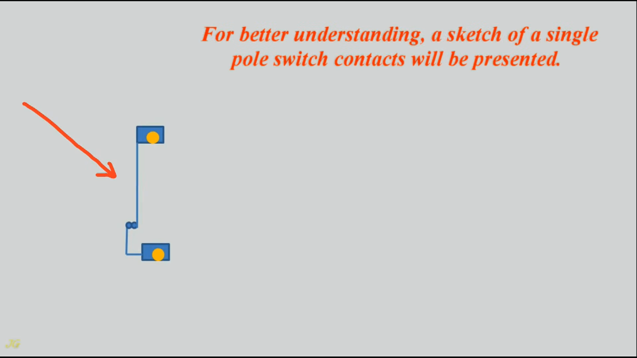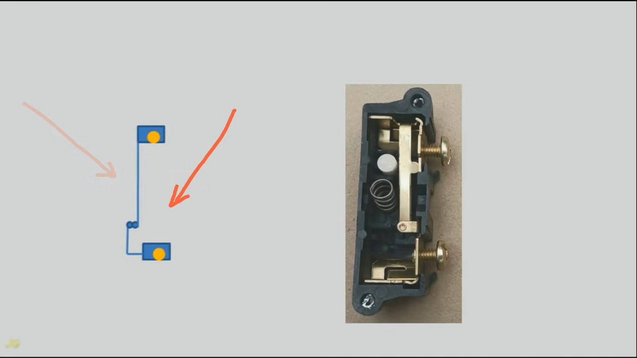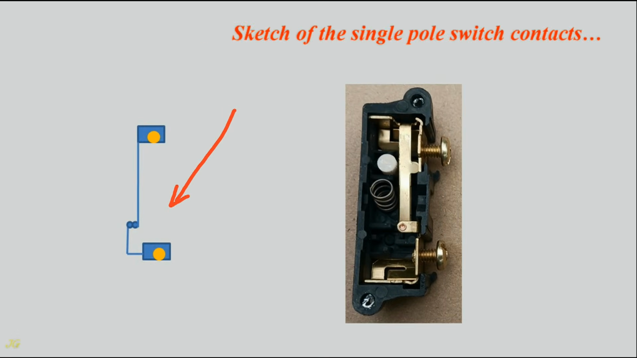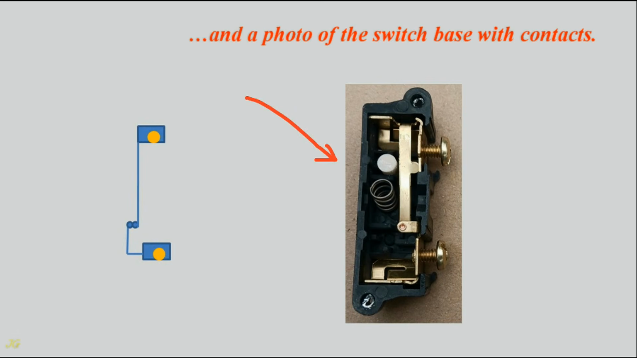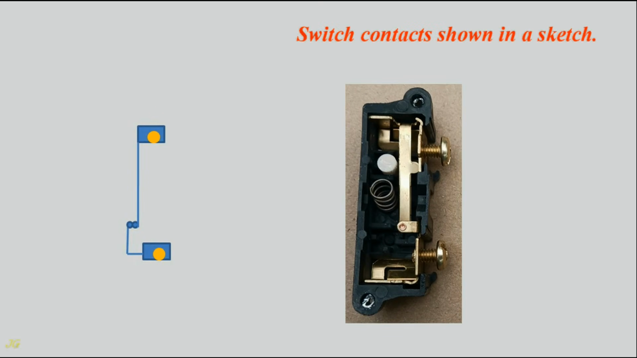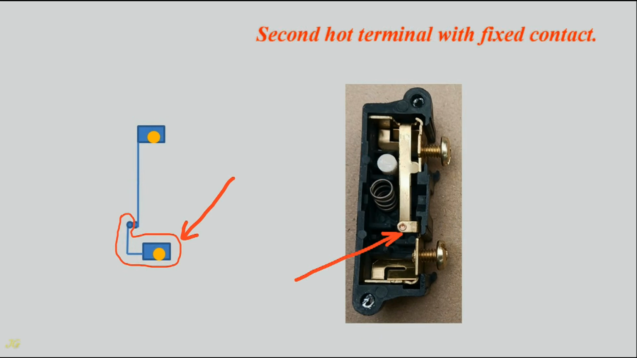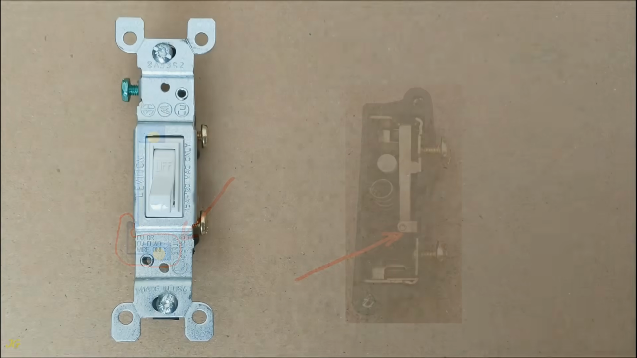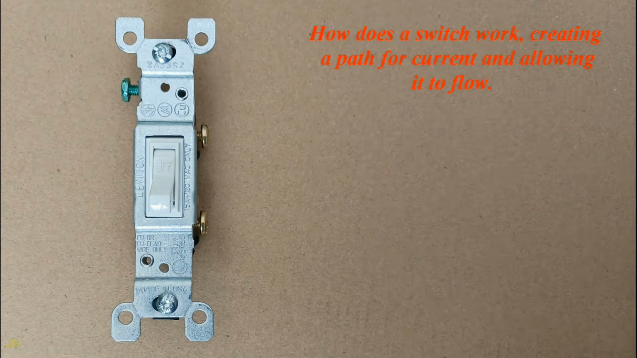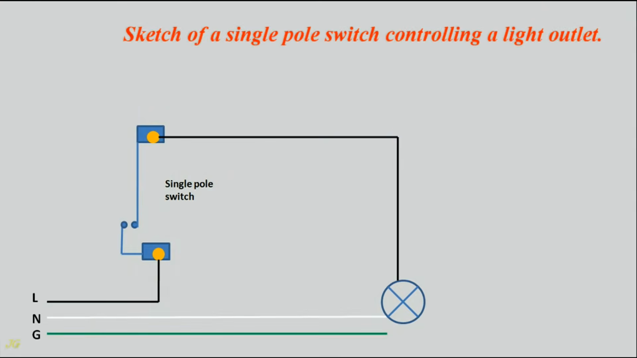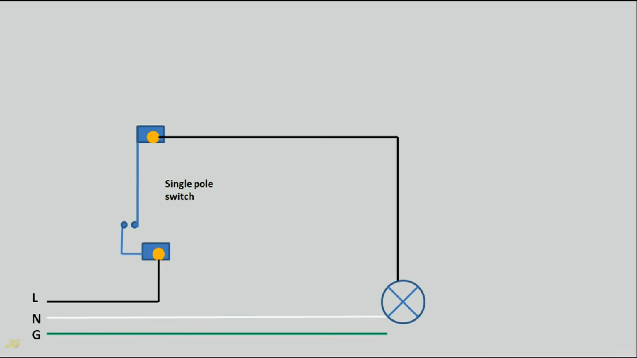For better understanding, a sketch of a single pole switch contacts will be presented. Sketch of the single pole switch contacts. And a photo of the switch base with contacts. Switch contacts shown in a sketch. One of the hot terminals with spring contact. Second hot terminal with fixed contact. How does a switch work, creating a path for current and allowing it to flow? Sketch of a single pole switch controlling a light outlet.